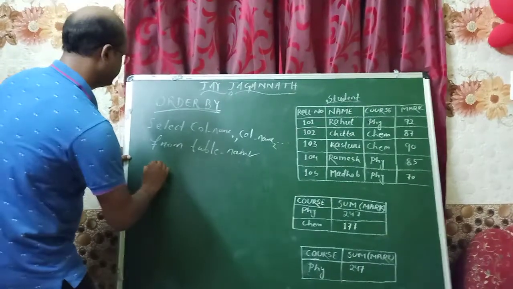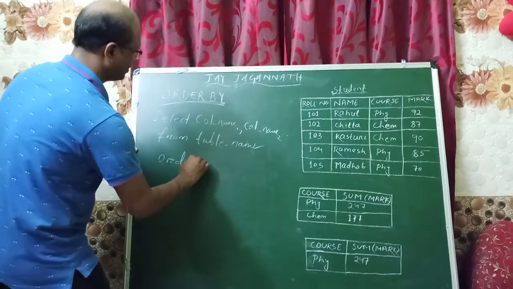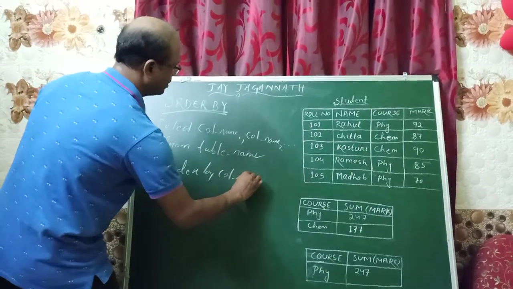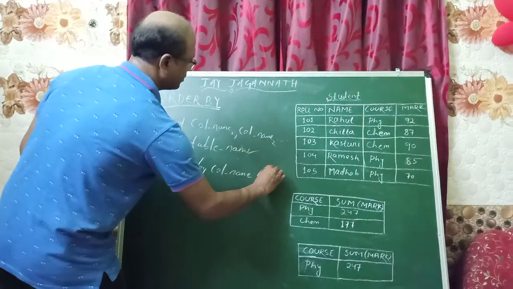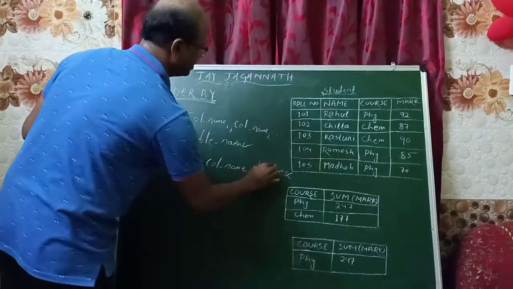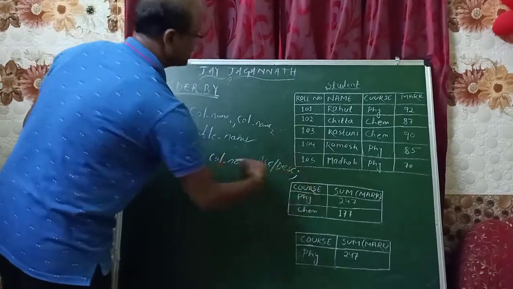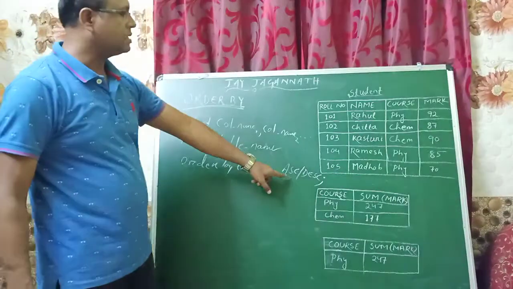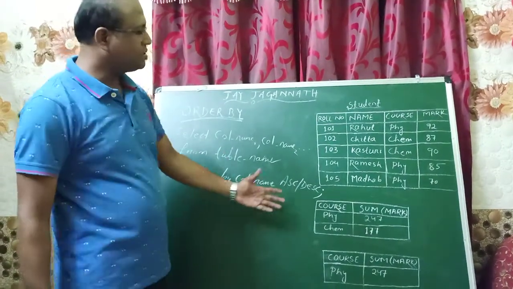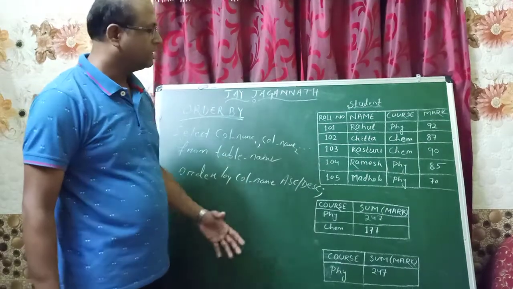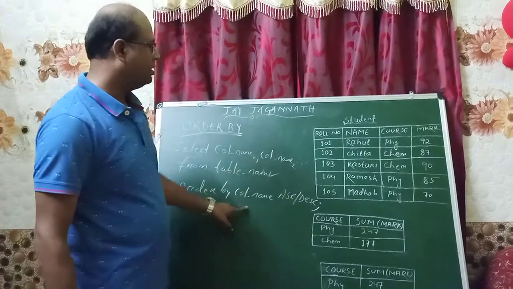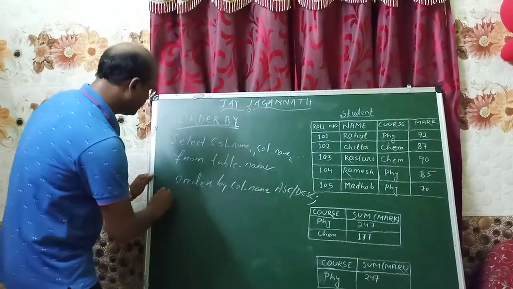order by column name ASC or DESC, semicolon. ASC stands for ascending and DESC you can use for descending order. If your intention is to sort the results in descending order, then you can use the DESC keyword after the column name. Take one example here.